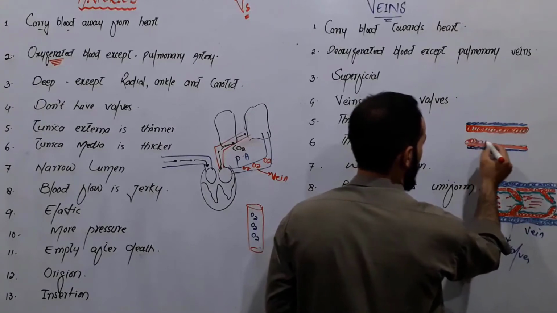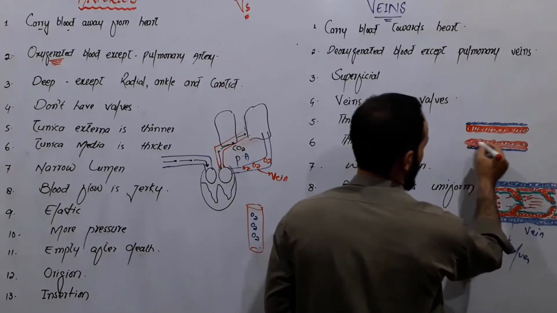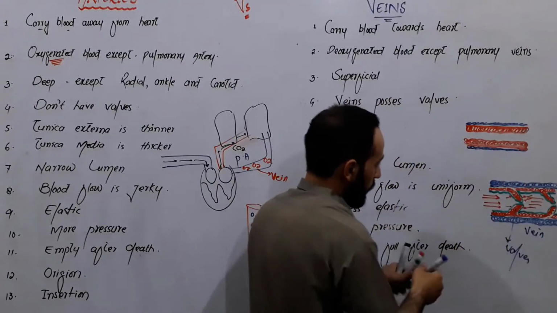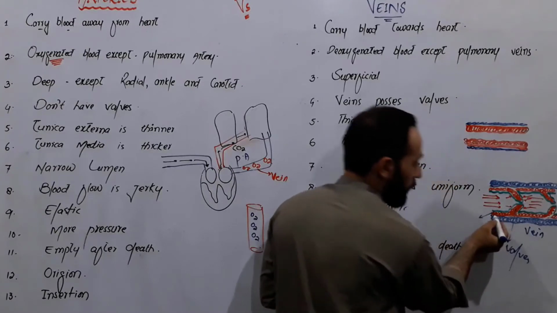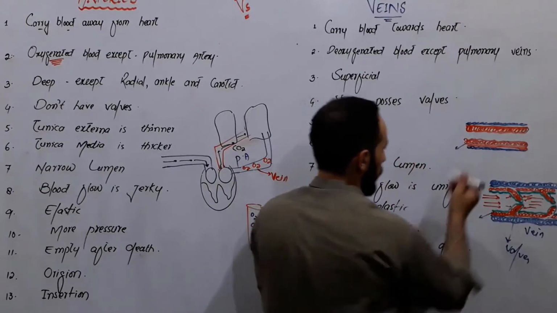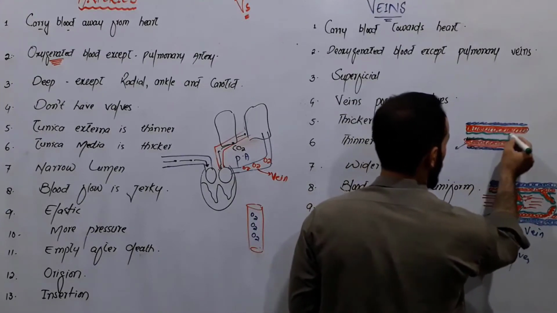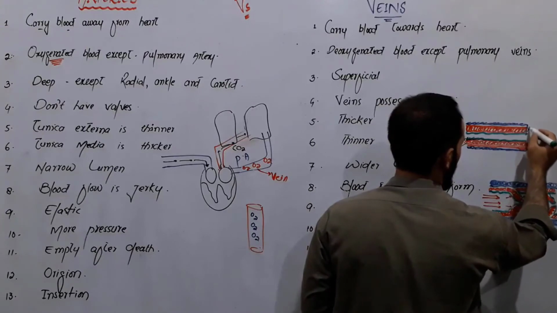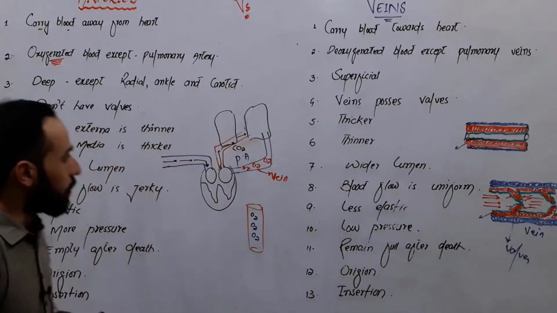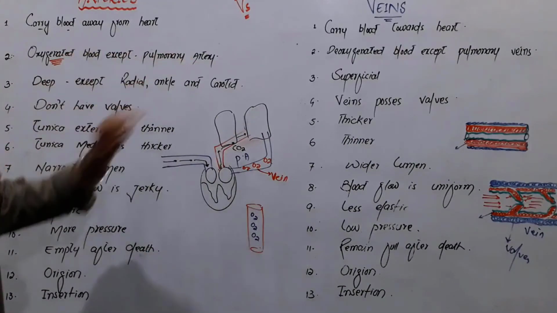Okay, now you can see the difference between an artery and a vein. Look here, this is the tunica media of this vein and this is the tunica media of this artery. An artery's tunica media is thicker, but in veins the tunica media is thinner. Clear? Okay, this was the sixth difference between arteries and veins.